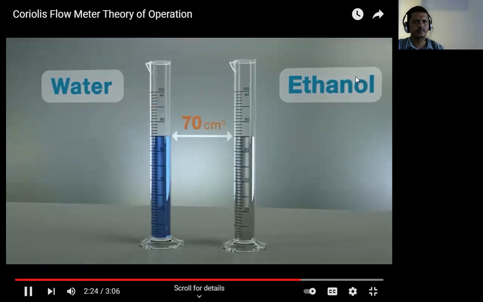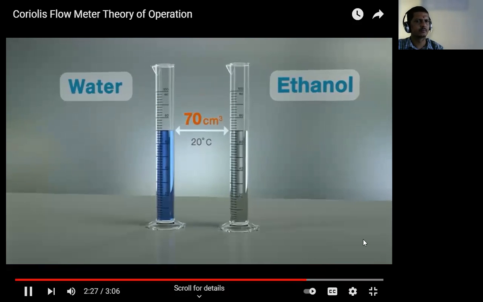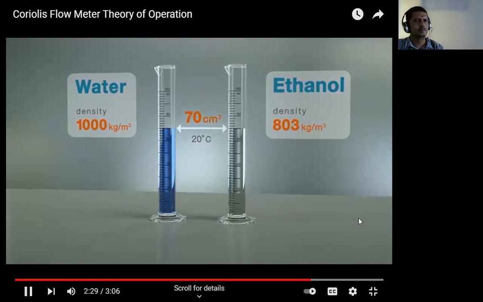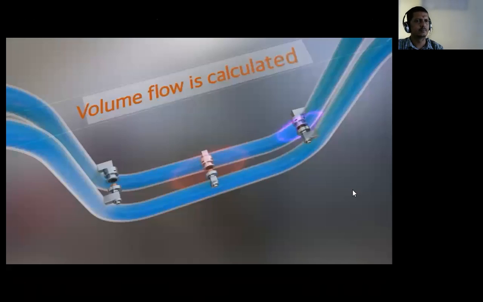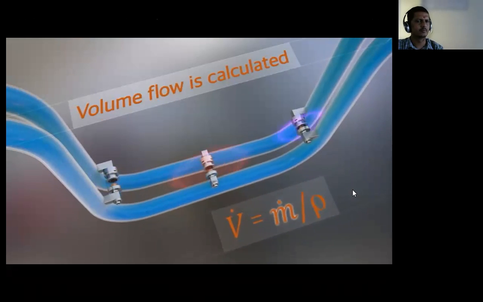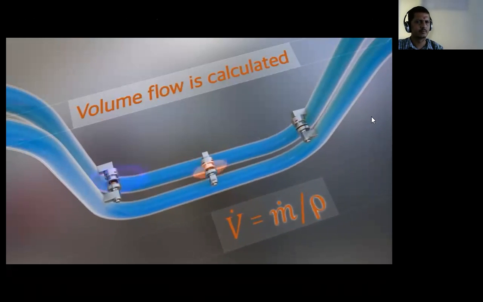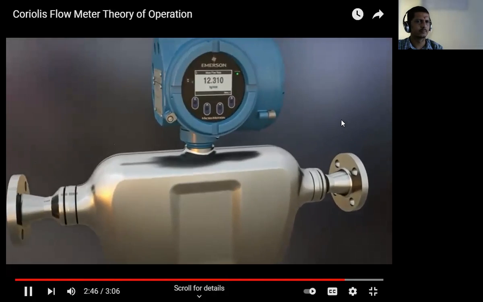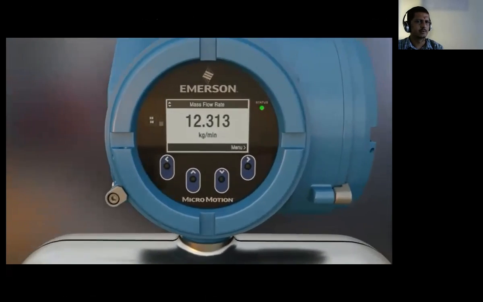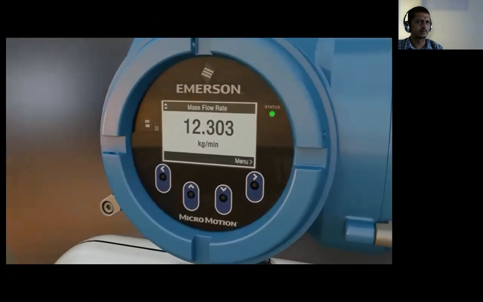As in this example, fluids can have the same volume but different densities and masses. The mass and density measurements allow the calculation of the volume flow. Using these techniques, the micromotion Coriolis meter delivers highly accurate, direct mass flow and density measurements in a broad range of applications.